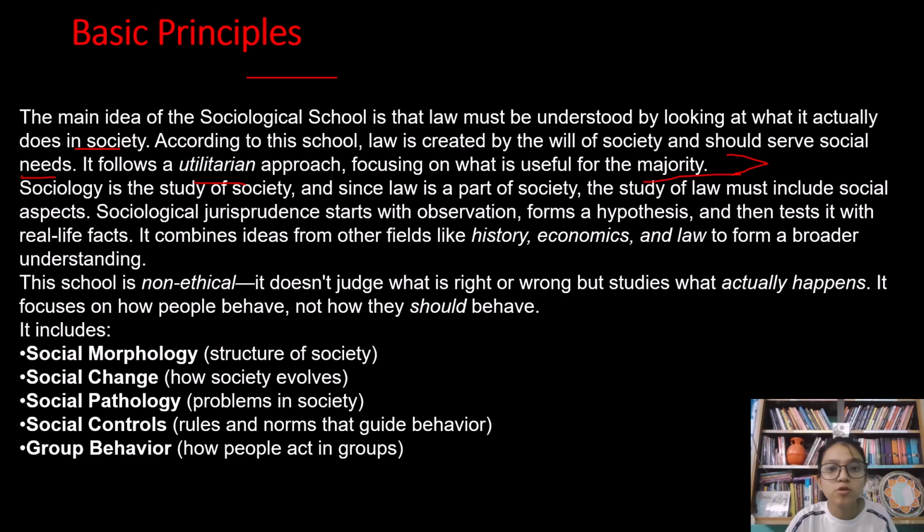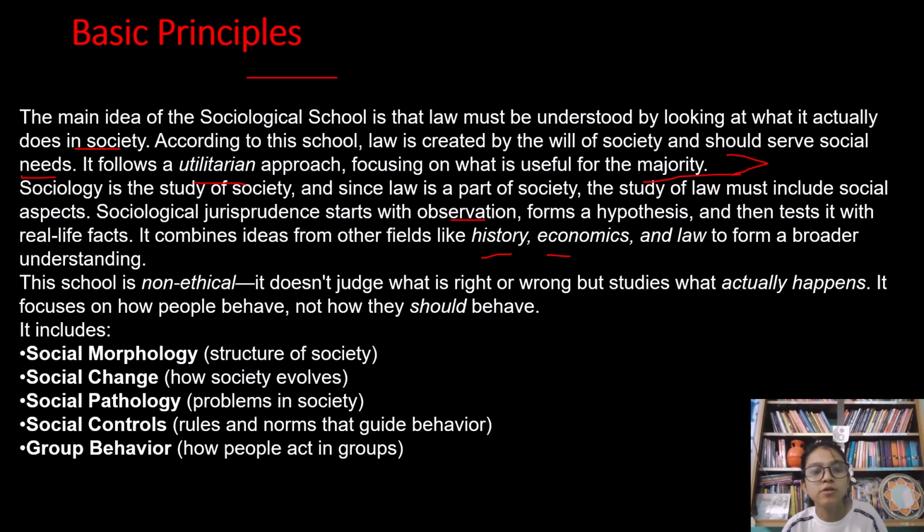Sociological jurisprudence starts with observation, forms a hypothesis, and then tests it against real life facts. It is an experimental kind of thing. It combines ideas from fields like history, economics, and law for a broader understanding. So it compiles all other subject matter in order to understand law in a broader aspect.